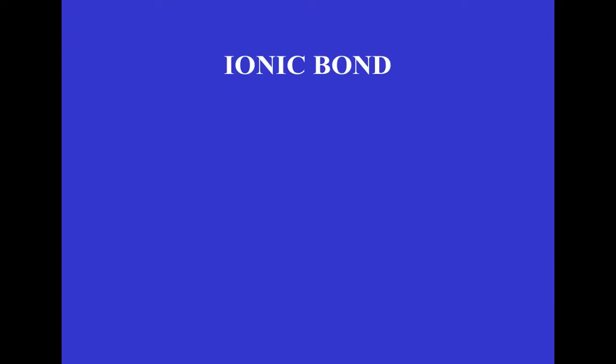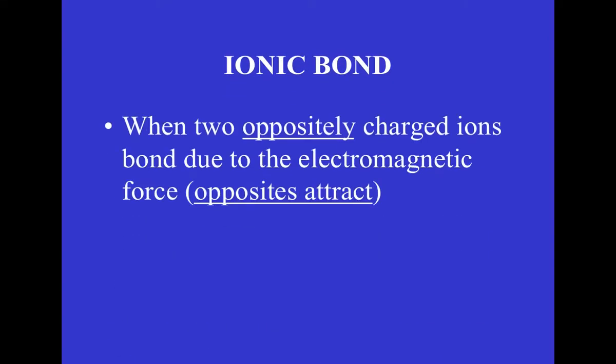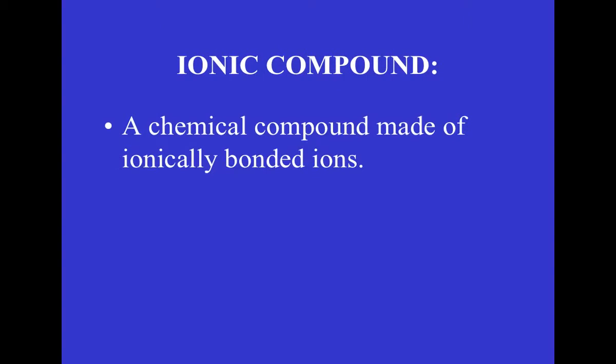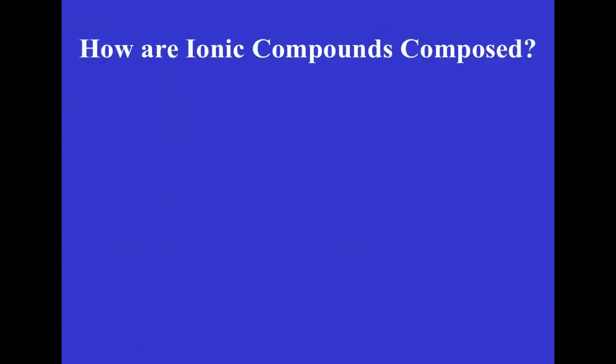Ionic bonds, remember, are when we have two oppositely charged ions and they bond because of the electromagnetic force. Because if you think about it, opposites attract. So the negative and the positive will attract each other. So an ionic compound is made up of chemicals that are ions, that are ionically bonded to each other. So now let's take a little bit of a closer look at the composition here of that ionic compound.